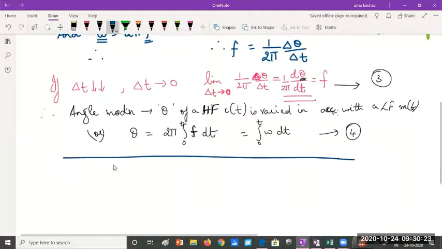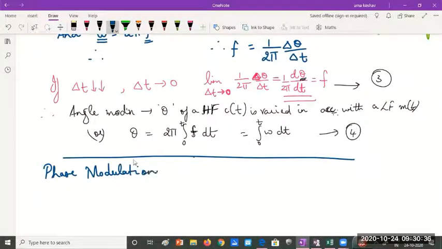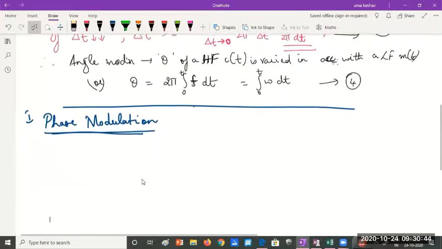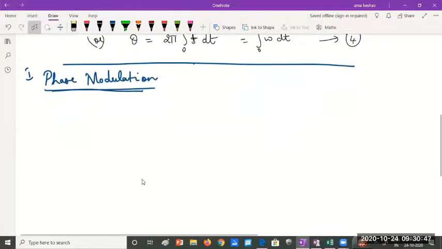So with this background, let's move on to define. As I told you, we have phase modulation and frequency modulation related to the angle. Let's first talk about phase modulation, and let's derive the expression for phase modulation.